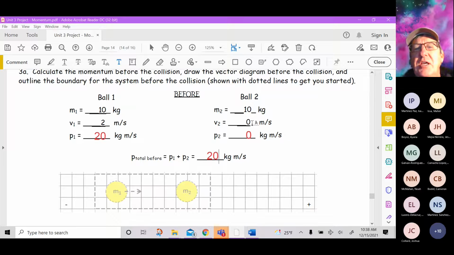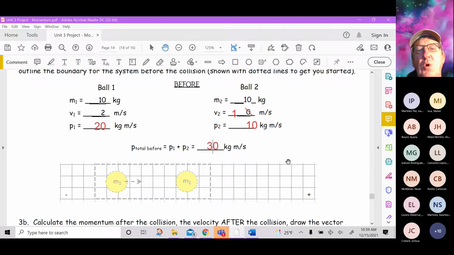However, let's imagine that this was a velocity of 1 meter per second. Let's just imagine that. It's not 0, it was 1. In that case, the momentum of ball 2 would be 10, and my total momentum would now be 30. So you multiply mass times velocity to get momentum, and then you add the momentums of the different objects to get the total momentum. If they're both moving, it becomes a little trickier than it was in this problem. Okay? Total momentum is their combined momentums.